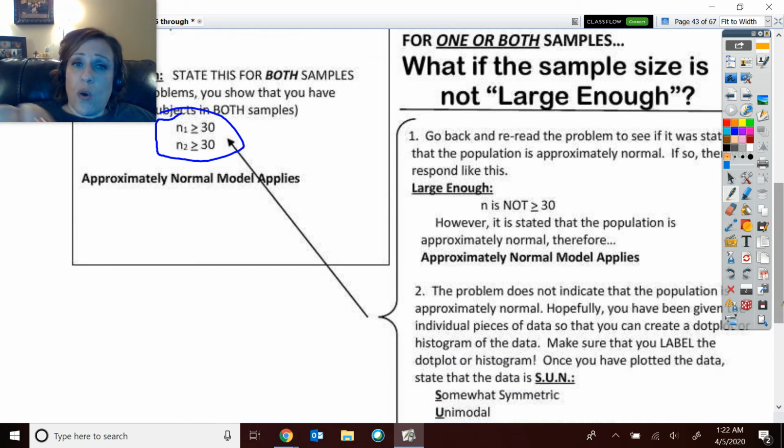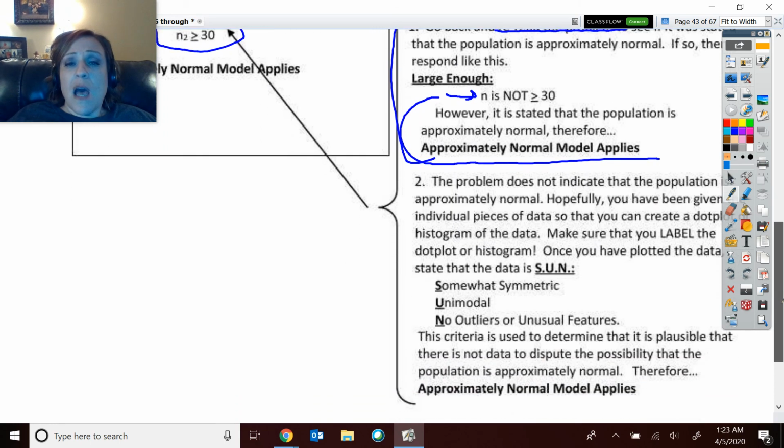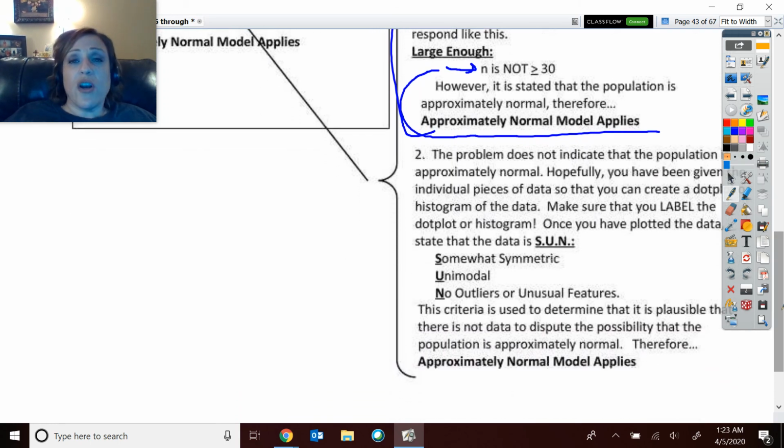So again, what happens if one or both of the samples are not large enough? Maybe one is, maybe one isn't, okay? Then you have these options. Go back and reread the problem to see if the population was approximately normal, and then you say, okay, it's not large enough, but no worries. It was stated that the population is approximately normal, so the approximately normal model applies. Okay, or one or both of them are not large enough and it didn't say anything up in there.